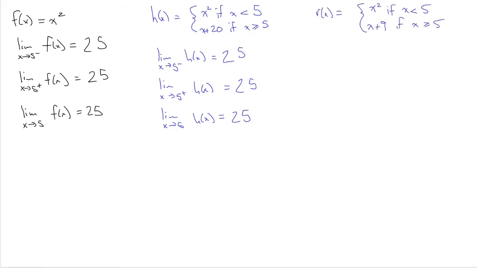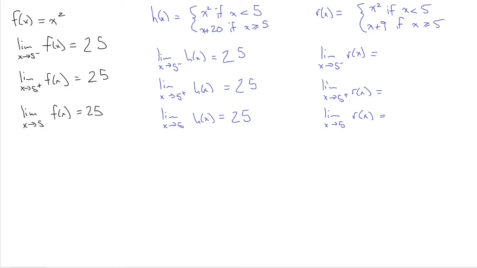And finally, consider this function, r of x is equal to x squared if x is less than 5, and x plus 9 if x is greater than or equal to 5. And once again, consider the limits as x approaches 5 from the left, as x approaches 5 from the right, and the two-sided limit as x approaches 5 of this function r of x. Pause the video, take a minute or two, compute these values, and then when you're ready, turn the video back on and we'll do them together.